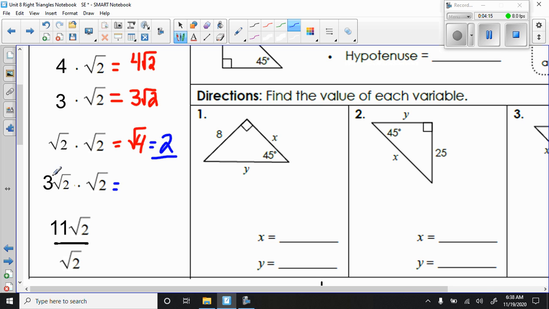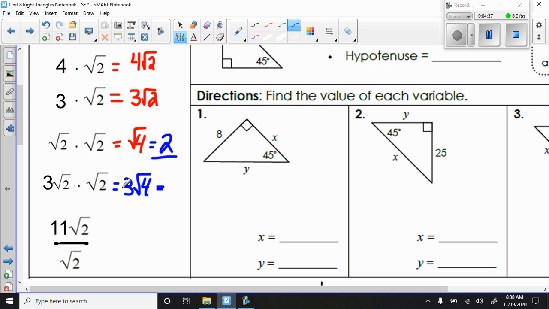So here is 3 radical 2 times radical 2. So we have a whole number, a radical, and a radical. Well, there is no other whole number, so I will not multiply the 3 by anything. Here we do have like terms. It would be 3 radical 4.